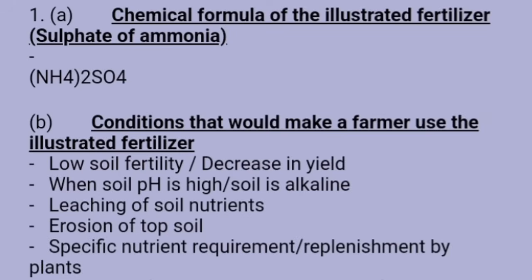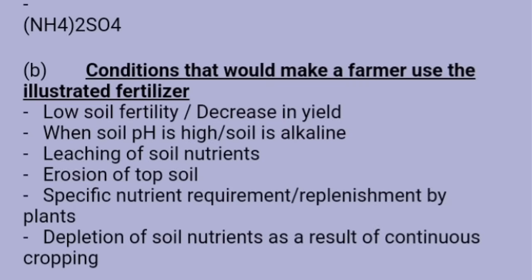Another condition that would make a farmer use sulfate of ammonia is when soil pH is high or when soil is alkaline. Okay, high pH shows alkalinity, low pH shows acidity. Also, leaching of the soil nutrients can make a farmer use sulfate of ammonia. And also erosion of topsoil, also specific nutrient requirements. You want to replenish, you want to add specific nutrients to the soil. Then you target the nutrients that are provided by this fertilizer, and you will need to use that fertilizer. And also depletion of soil nutrients as a result of continuous cropping.